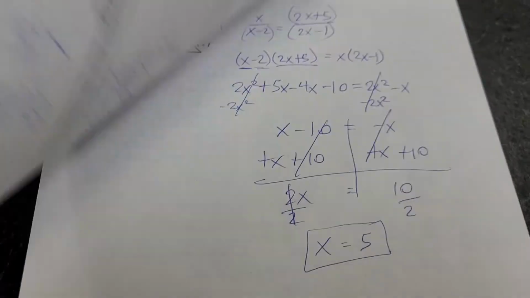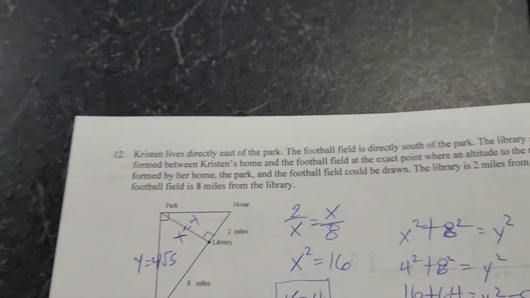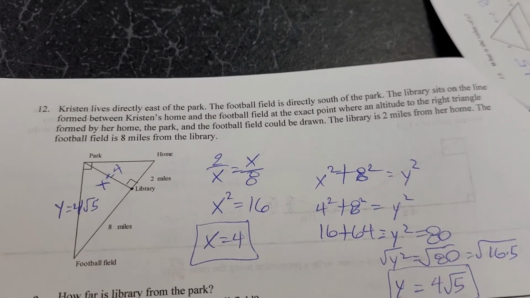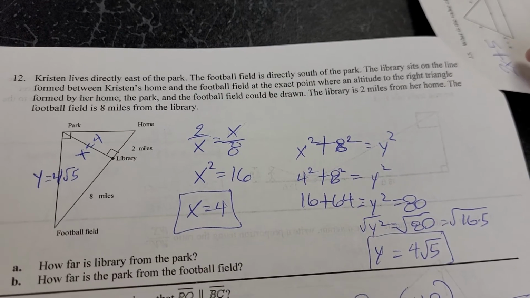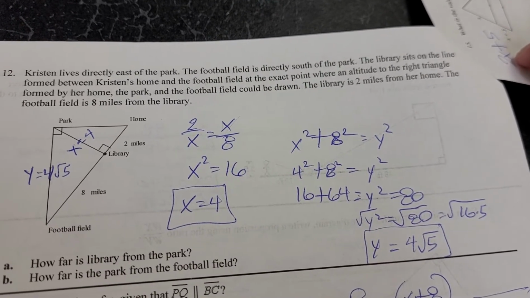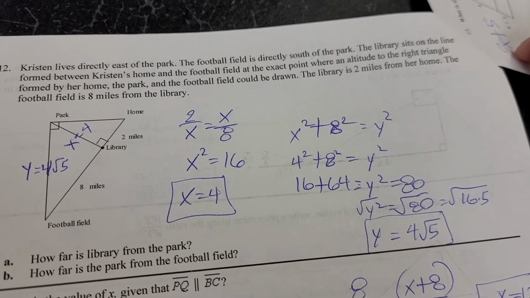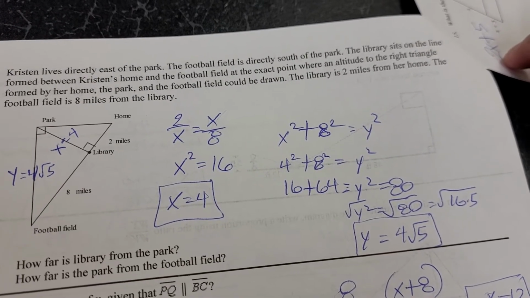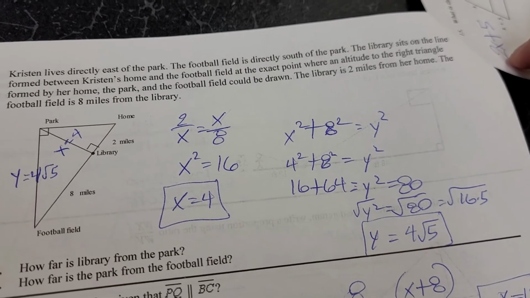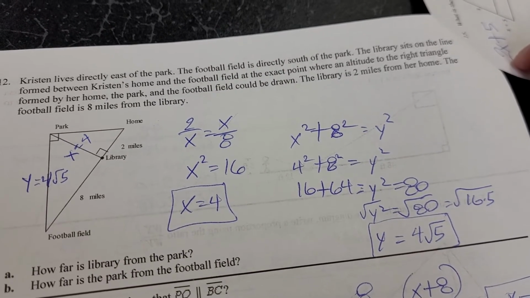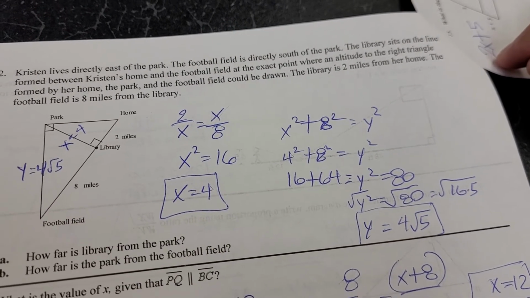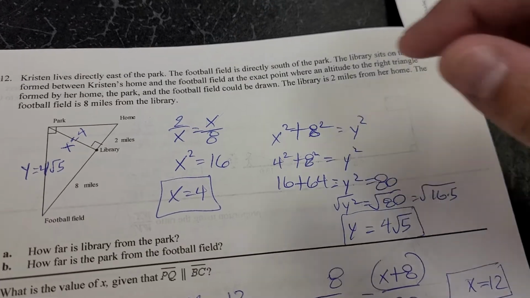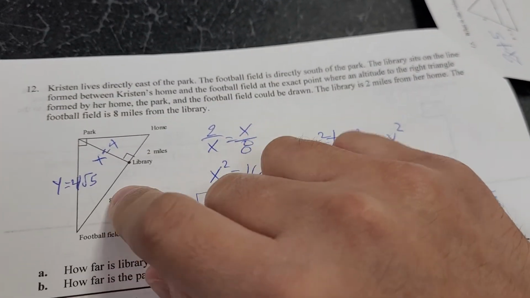Okay, now number 12. So let's go to the next page. Number 12, this is a whole lot of stuff right here, like wording. So Kristen lives directly east of the park. The football field is directly south of the park. The library sits on the line formed between Kristen's home and the football field at the exact point where the altitude to the right triangle is formed by her home. The park and the football field can be drawn. The library is 2 miles from her home. The football field is 8 miles from the library. Blah, blah, blah. They drew you a picture, okay?